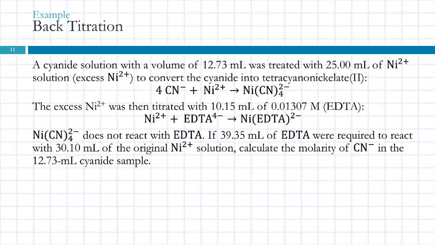So this is an example of a back titration. Right? We're adding excess nickel to the cyanide so that we use up all of the cyanide. And then we're measuring the amount of nickel that didn't get used up by titrating it with EDTA. So what we need to find out is how much nickel was added and how much nickel reacted with the EDTA. The difference is how much reacted with our analyte. Do you follow me on that?